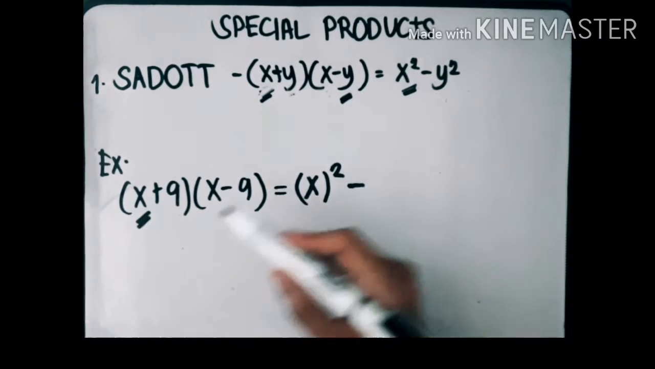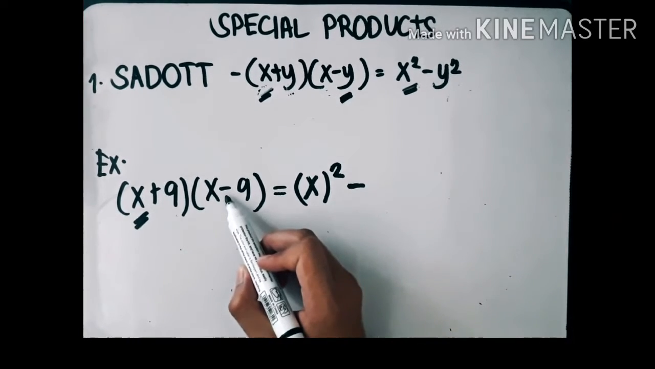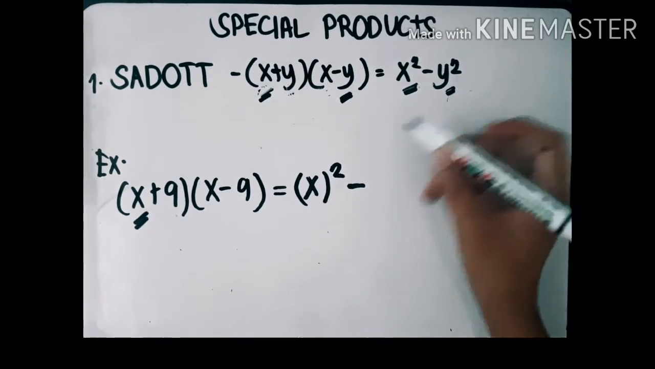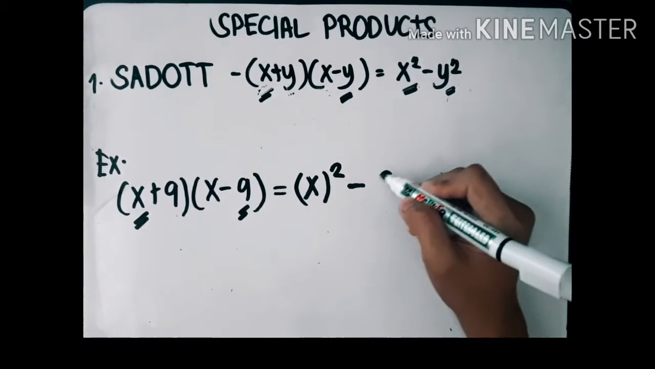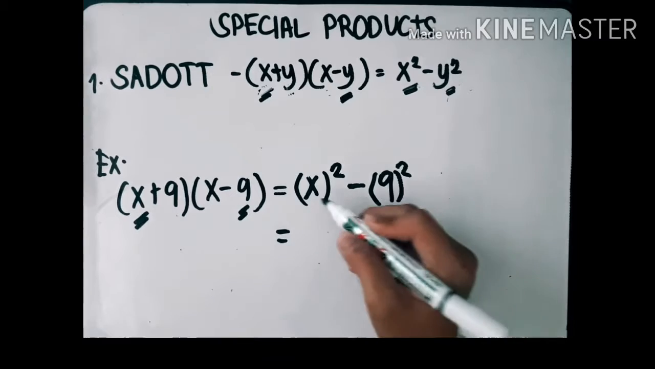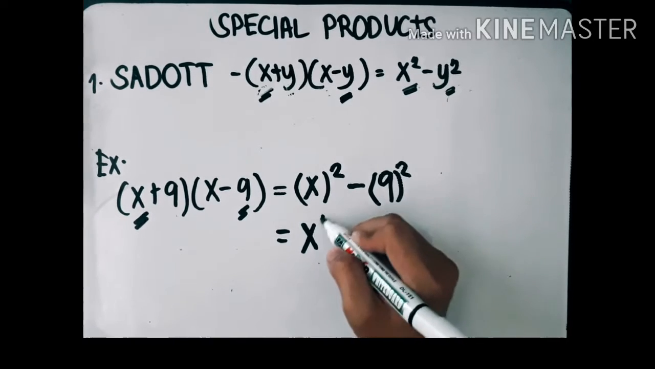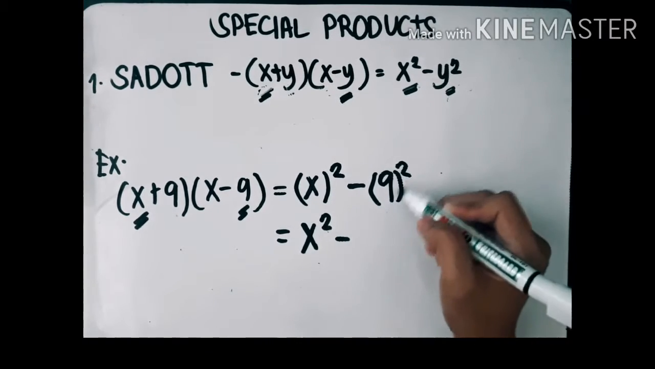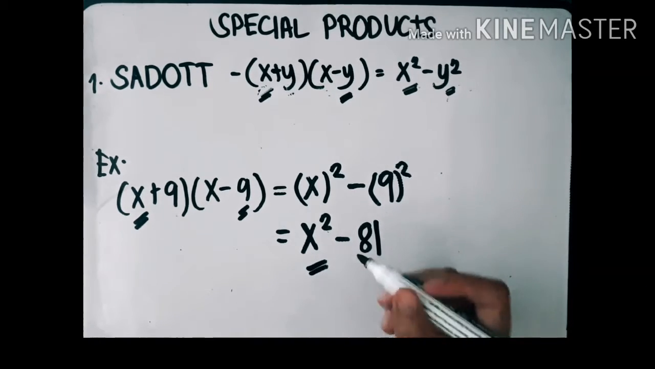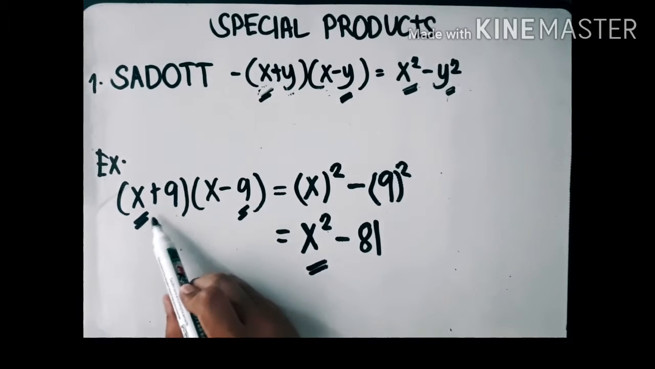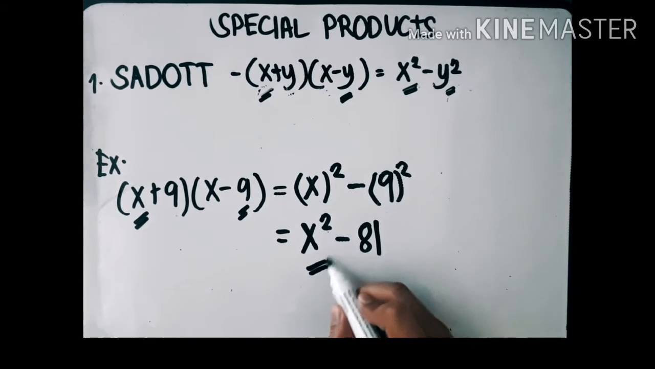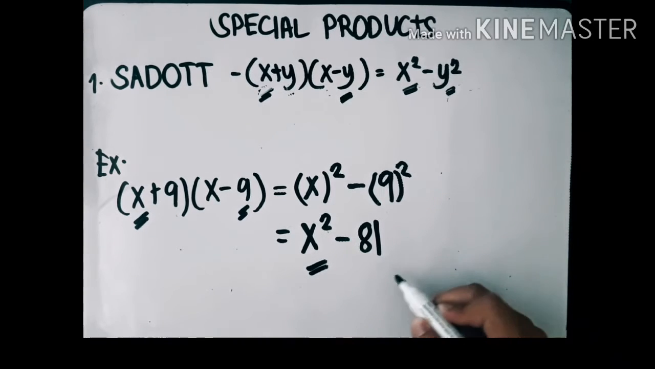minus, since positive multiplied by negative is also negative, square of the second term, which is yung 9. Okay. So, x raised to 2 is x squared minus 9 raised to 2 is 81. So, the sum and difference of x plus 9 multiplied by x minus 9 is x squared minus 81.